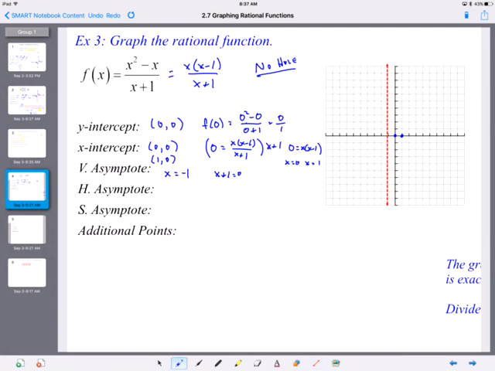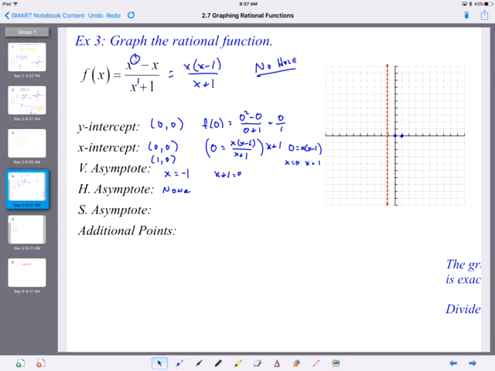And a horizontal asymptote has to do with the degrees. The degree on this one, on top is 2, on bottom is 1. So the degree is 1 larger, so therefore the horizontal asymptote is none. We don't have one. So right now we have a vertical asymptote, no horizontal, and 2 points. What's going on with this graph?